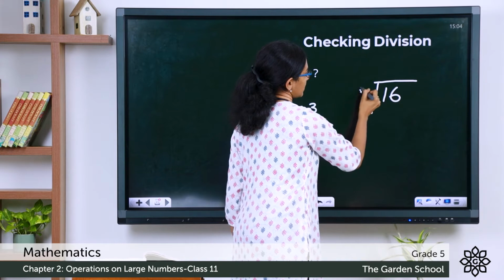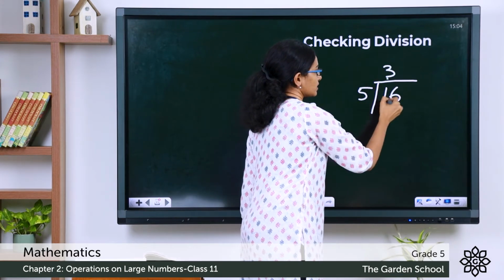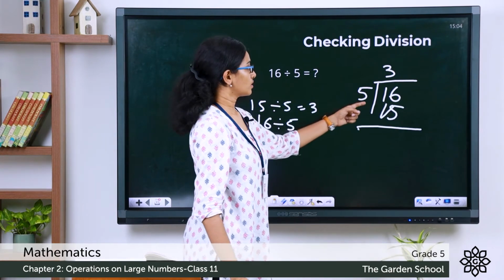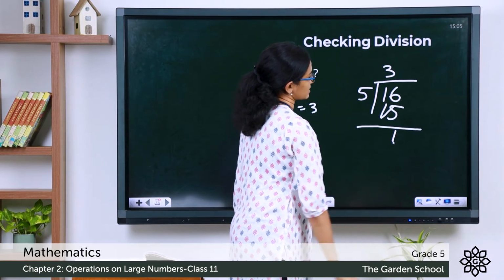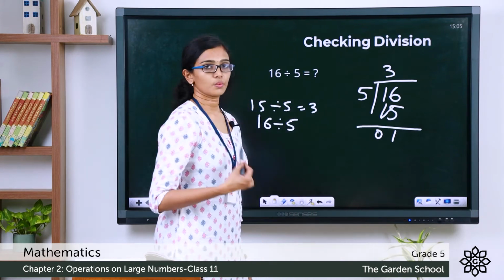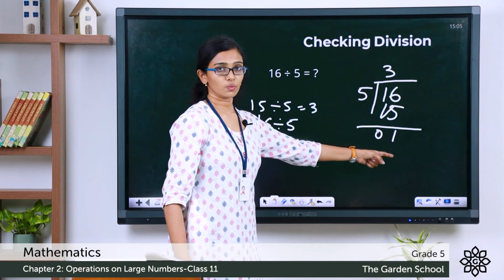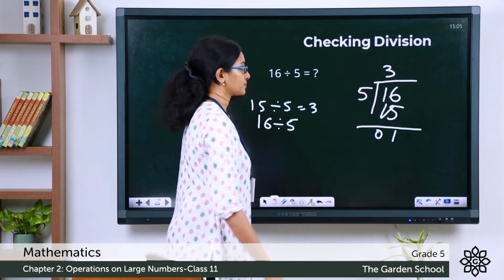16 divided by 5. So, we know 5 3s are 15. Now, how do we do this? We have to subtract. 6 minus 5 is 1 and here it is 0. Now, what is the quotient? The quotient is 3 and here we have the remainder 1. This is the dividend and this is the divisor.